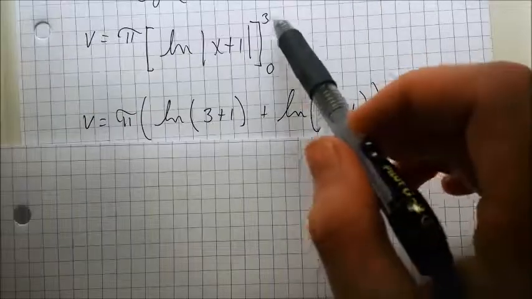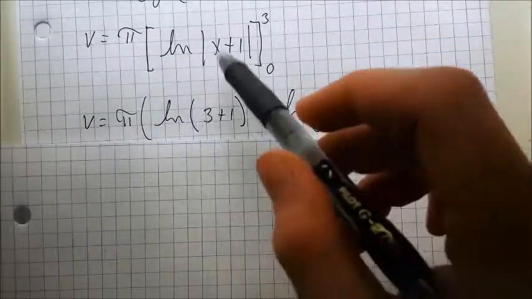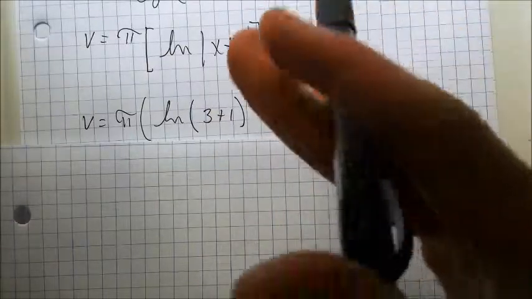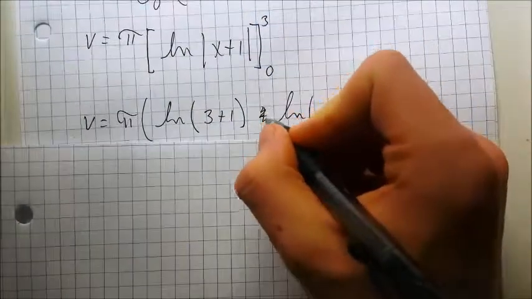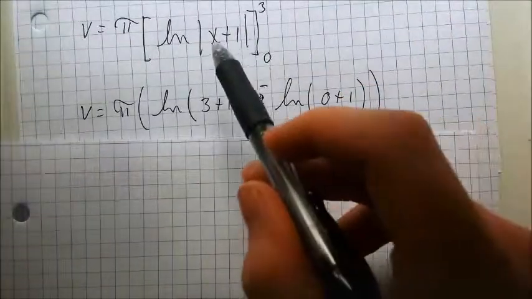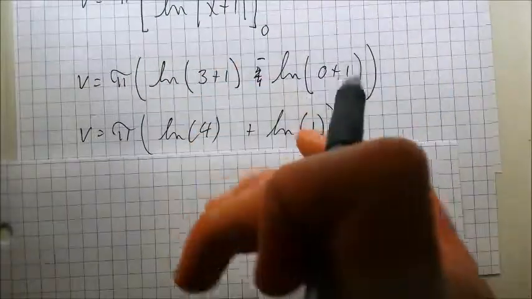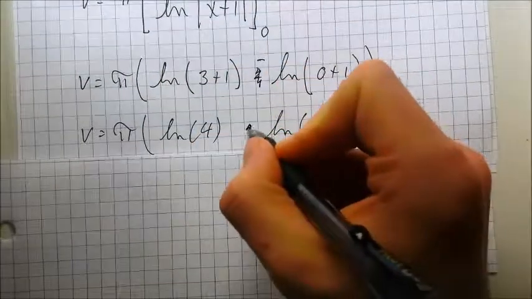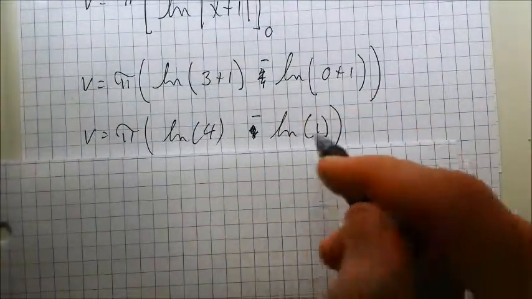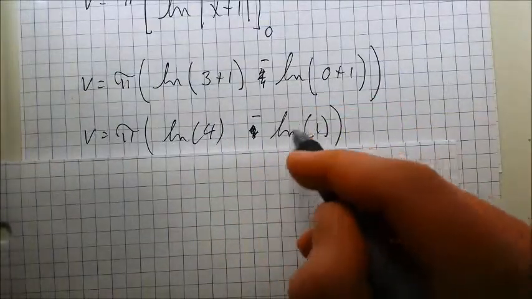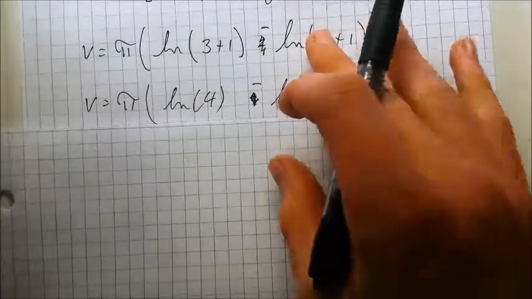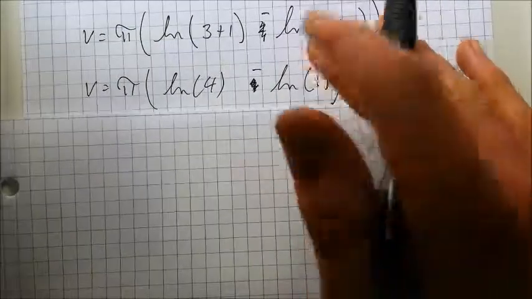So I'm going to go ahead and plug in my numbers here. So if I plug in 3, I have natural log of 3 plus 1, and there should be a minus here. It doesn't actually matter, but it should be a minus the natural logarithm of 0 plus 1. We did it again. So if we continue this, we have 3 plus 1 is 4, 0 plus 1 is 1. Natural log of 1 is just 0, since e to the 0 is 1.